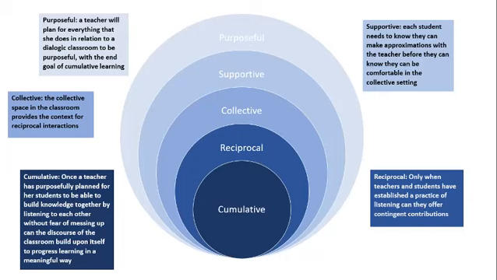And that a teacher is going to plan for everything in their classroom. They're going to plan for their classroom to be supportive, collective, reciprocal, and cumulative. And the purpose and the plan is for critical dialogue. And knowing that critical dialogue can't happen unless there is listening and building upon each other, which has to be in a place where students know they can share without being embarrassed or being judged for what they're sharing.